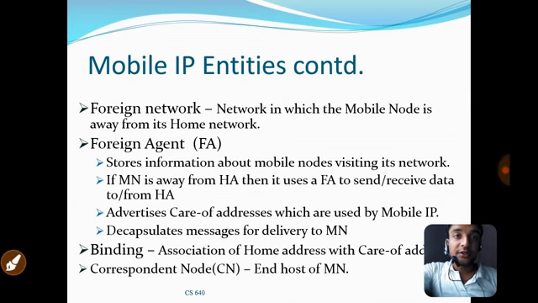Now, the foreign network is the network in which the mobile node is away from its home network. The foreign agent stores information about mobile nodes visiting its network. Obviously, if the MN is away from the HA, then it uses an FA to send and receive data from the HA. The FA advertises care-of addresses which are used by mobile IP, and decapsulates messages for delivery to the MN. Binding. So it's simple, I have told you.